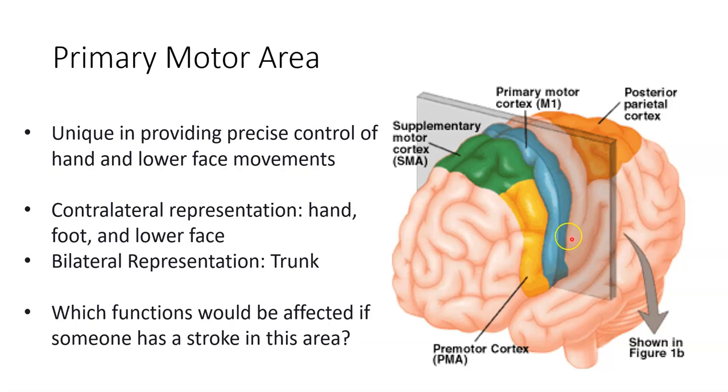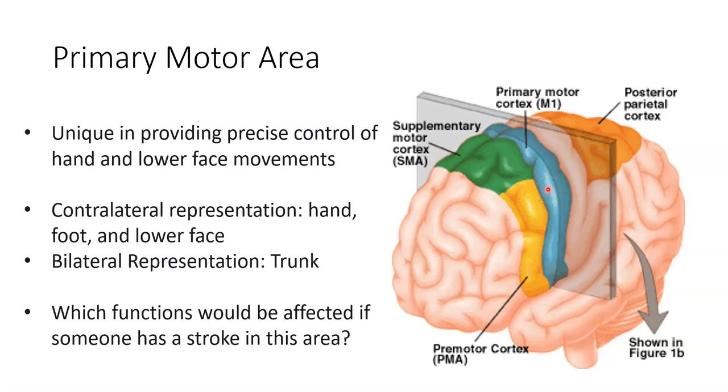It has contralateral representation of hand, foot, and lower face, and bilateral representation of the trunk, which means that your right primary motor area controls your left hand, your left foot, and your left lower face, and it has bilateral control of your trunk.